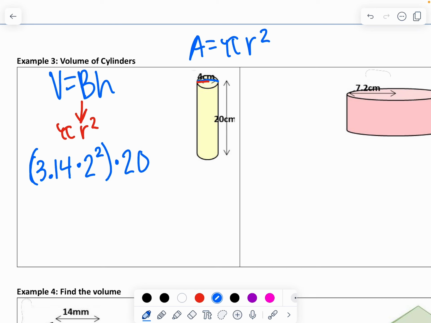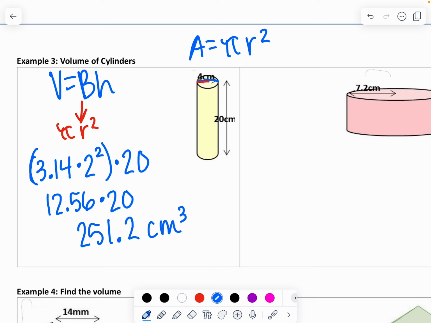So we'd get 3.14 times 2 squared, which is 12.56. So that's the area of the base. And then we have to multiply it by the height, which is 20. And we would get 251.2, and it would still be centimeters cubed because it is volume.